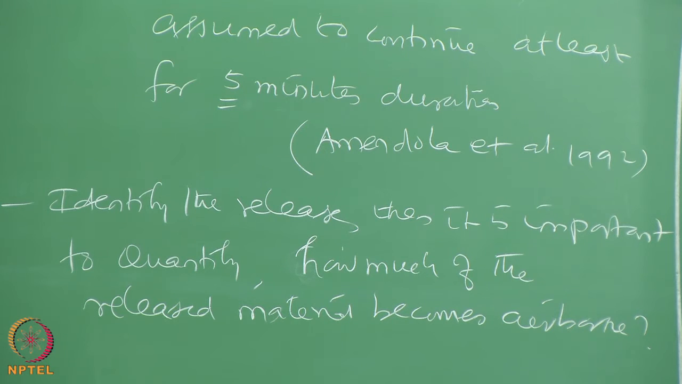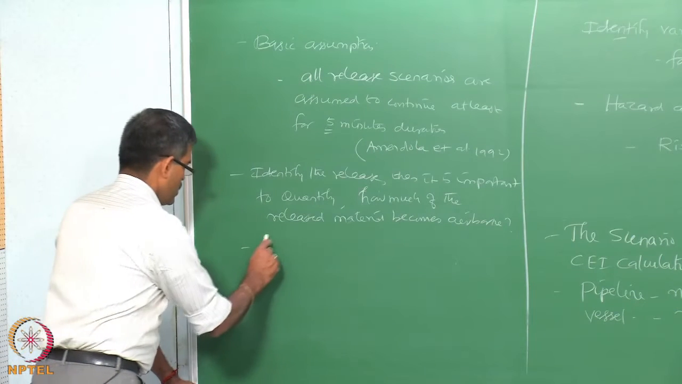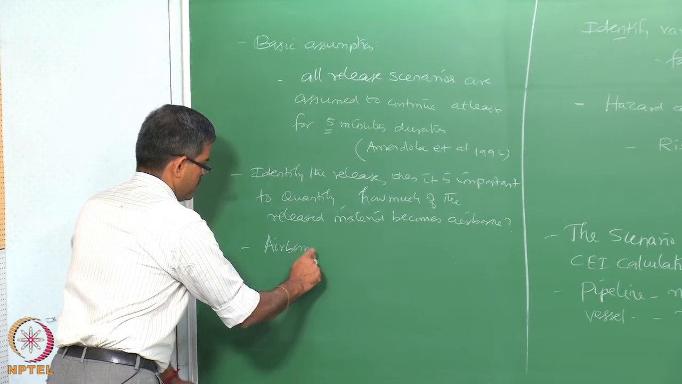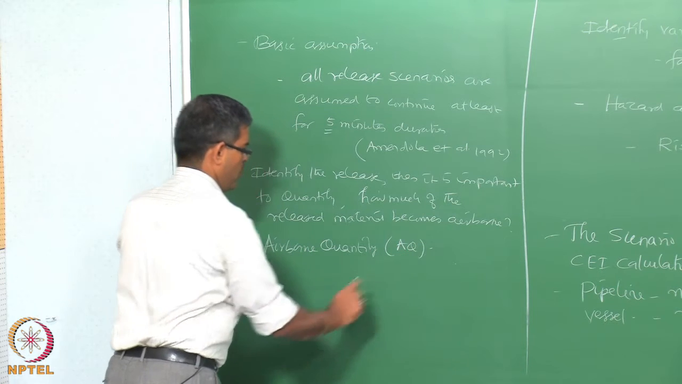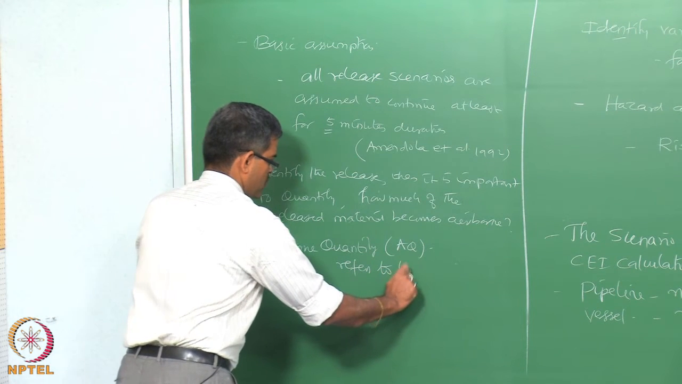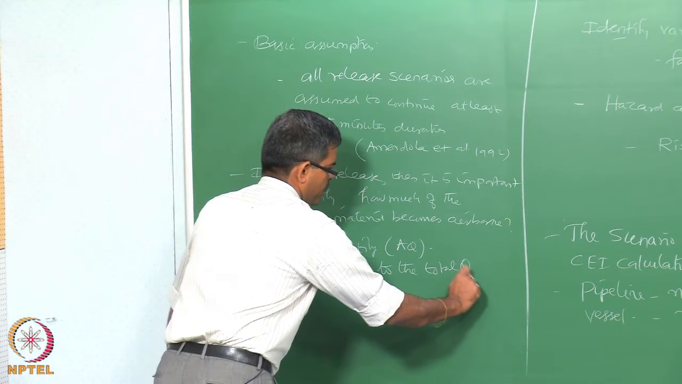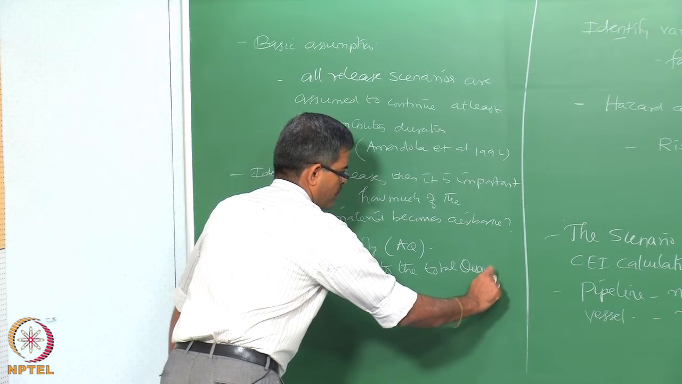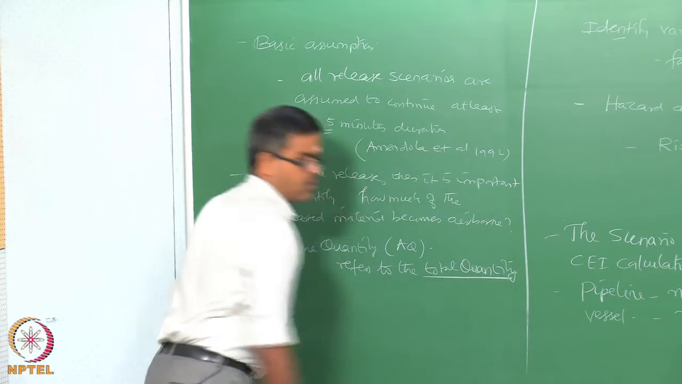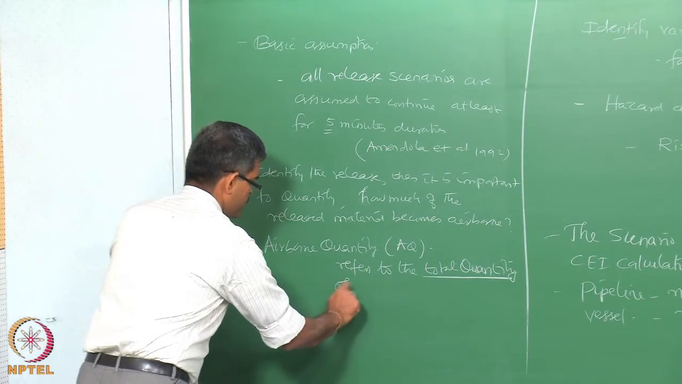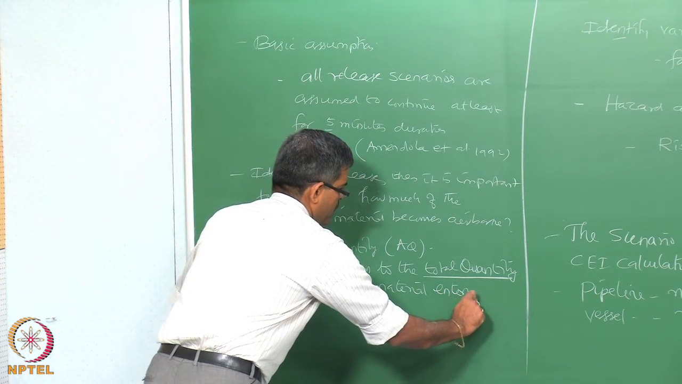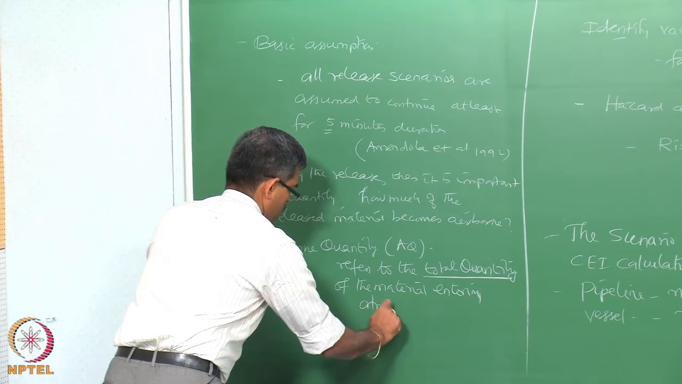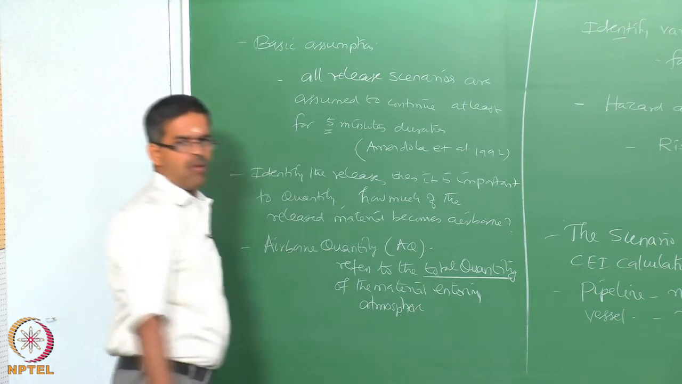The airborne quantity refers to the total quantity of material entering the atmosphere over time. So, airborne quantity, which we call AQ, actually refers to the total quantity of the material entering the atmosphere over a period of time.